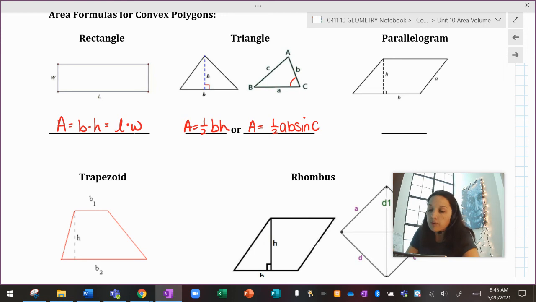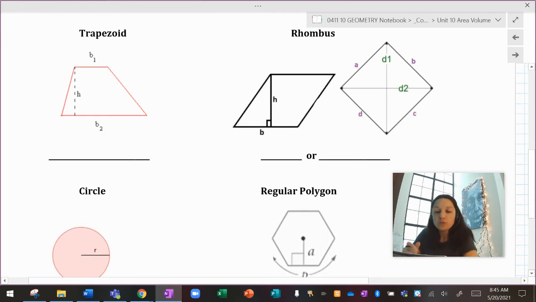What about a parallelogram? Well, a parallelogram is just like a tilted rectangle, and a parallelogram has the same area formula as a rectangle, where area is base times height. Just make sure your height is that perpendicular height and not this A value, the slanted height. I don't want that. I got to do base times regular height. All right. Now, let's do a trapezoid.